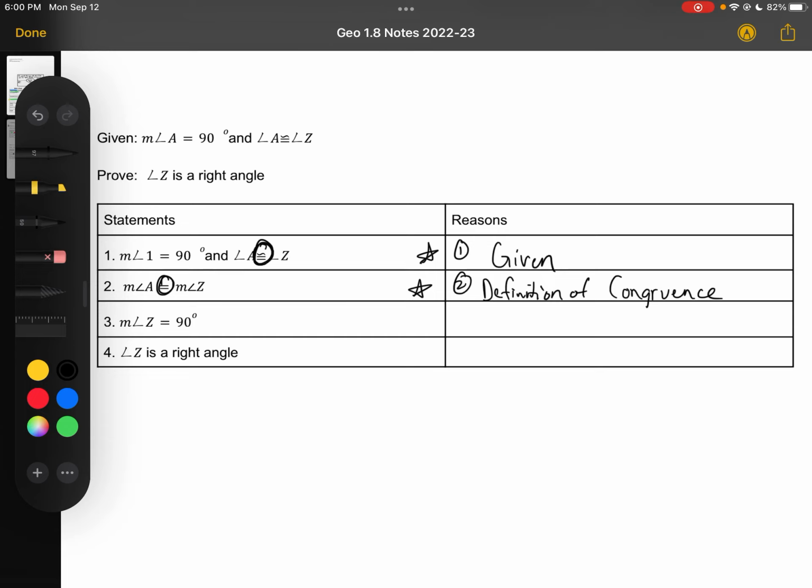Next, it's showing us that the measure of angle Z is equal to 90. So what we've done is, from this line to this line, both of the Z's are the same, so we haven't changed that. But what's happened is we've changed out the measure of angle A, and in its place, we've put 90 degrees. So we've taken something and put something else in its place. Because of that, we have a couple of options, but we can say that this is the substitution property.